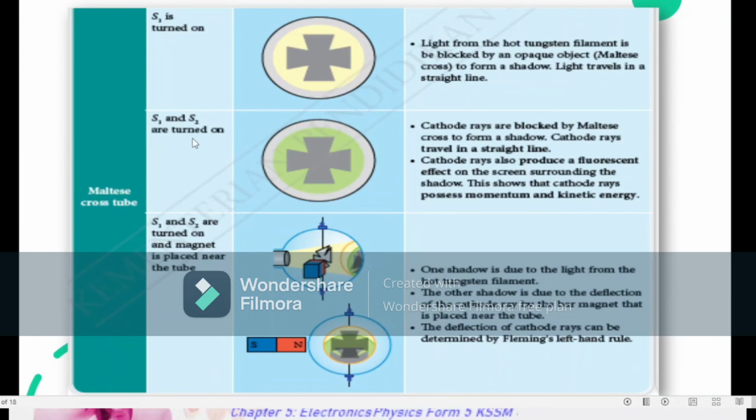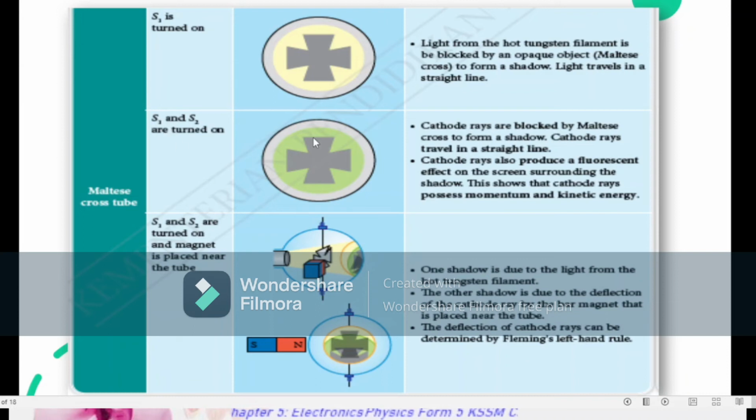Okay, let's look at this one, some explanation regarding the activity carried out. When S1 is turned on, light from the tungsten filament is blocked by an opaque object which is multi-cross to form a shadow. Light travels in a straight line, so you can see a shadow with yellowish color around it.